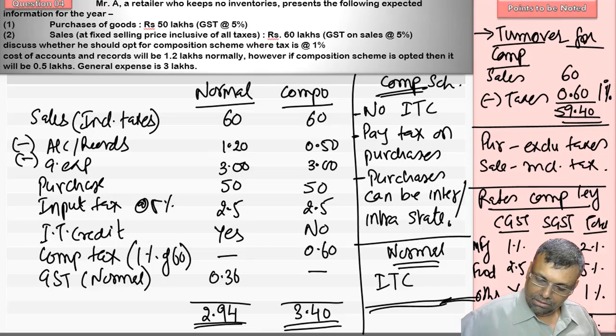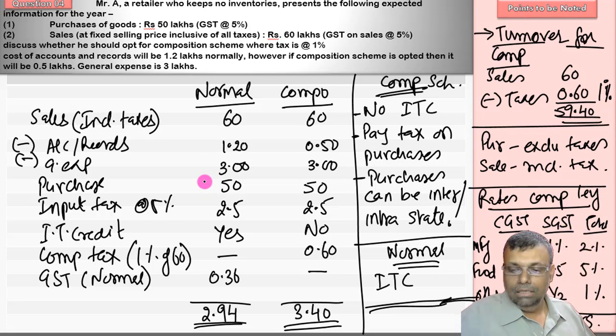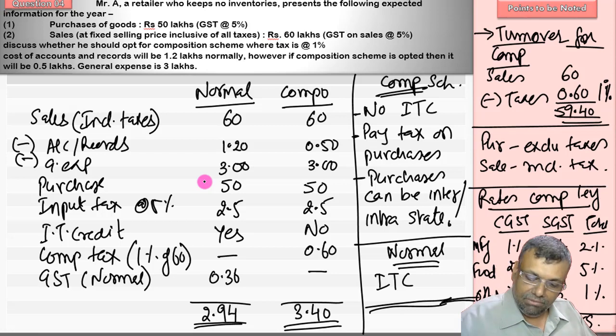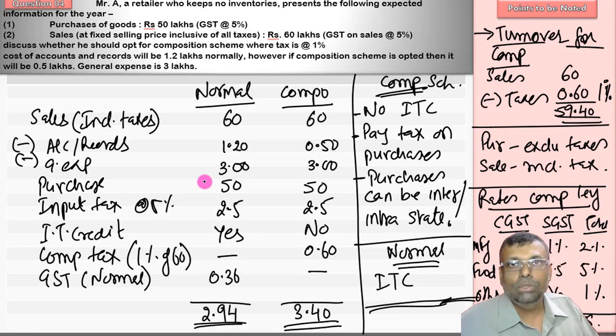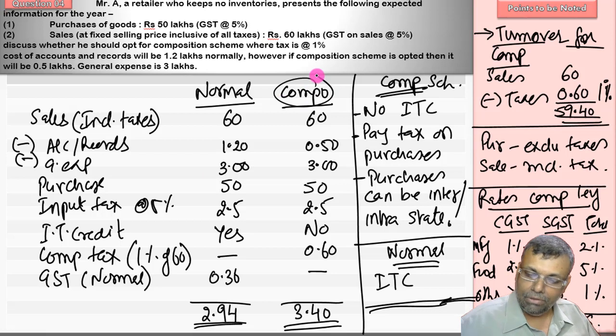Now friends, one question that we had already solved in our regular class, I want to quickly revise and bring to your notice how exactly this composition scheme will apply. In this question, there is one taxpayer who is given an alternative: whether you take the benefit of the composition or you do not. Supposing you take the benefit of the composition, let me focus directly on that.